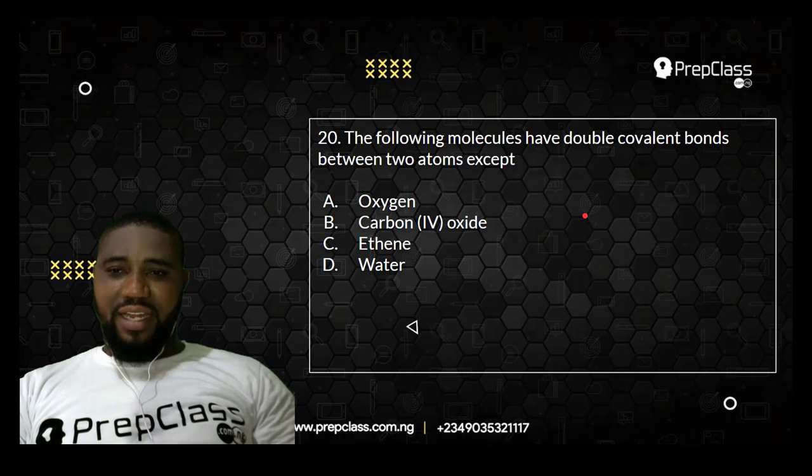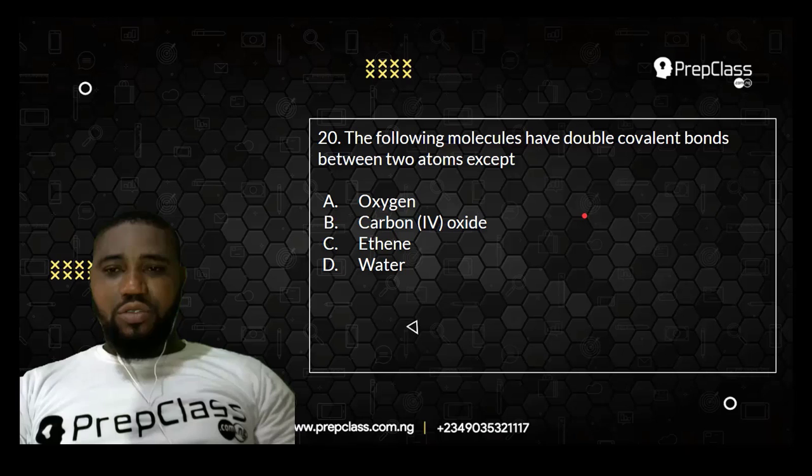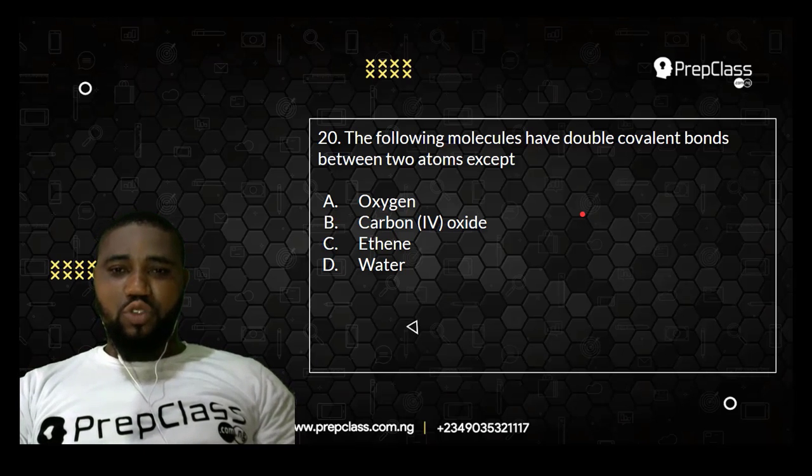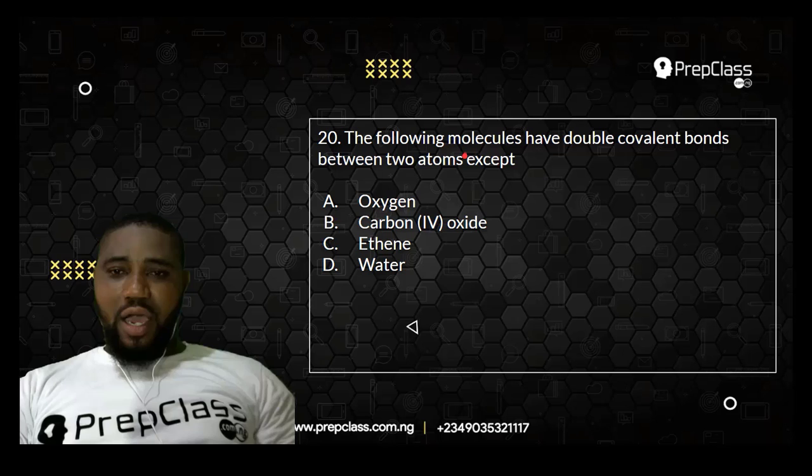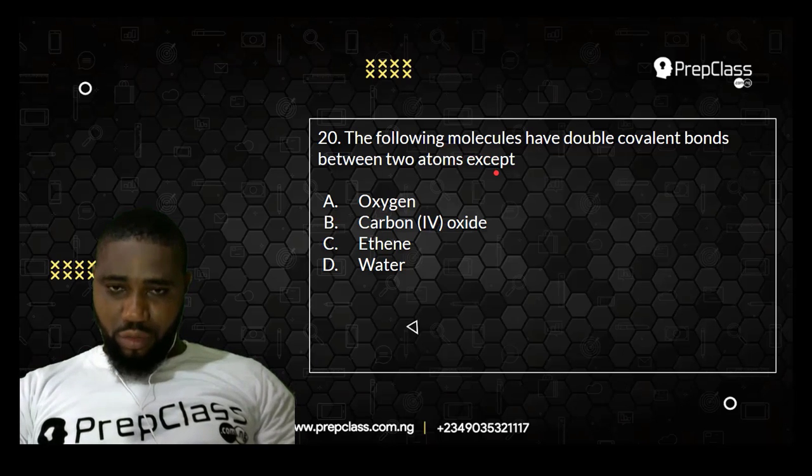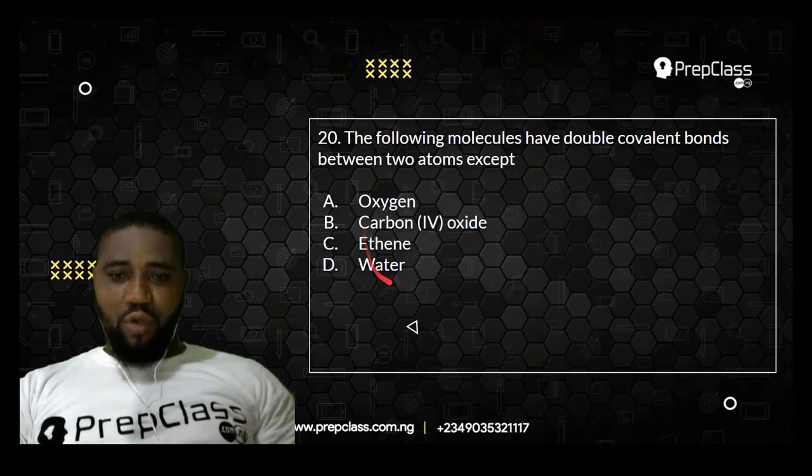Number 20, and the last for today. The following molecules have double covalent bonds between two atoms except: A is oxygen, B is carbon dioxide, C is ethene, D is water. So which of these molecules do you think will not have a double covalent bond? Because I said that all of them have a double covalent bond except one. That means one has maybe either a single or a triple covalent bond.